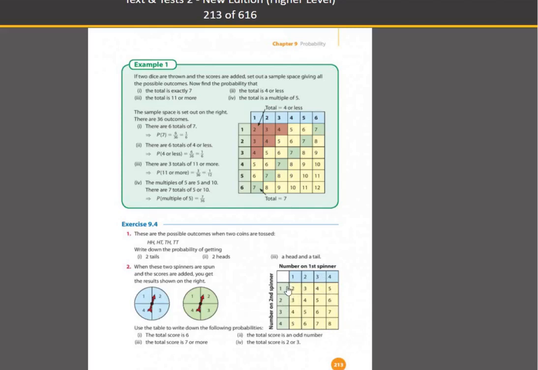So 1 and 1 on both spinners results in a 2. A 3 from the green spinner and a 1 on the blue spinner. 3 plus 1 is 4, and so on. And then they're asking you questions based on that.